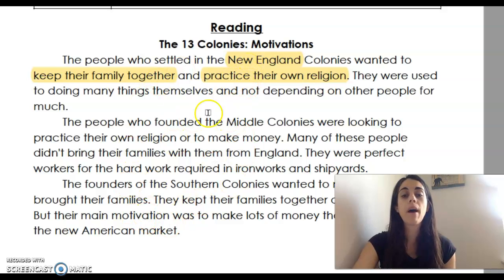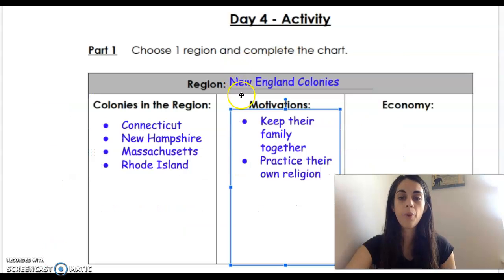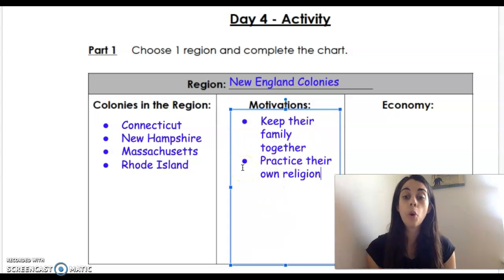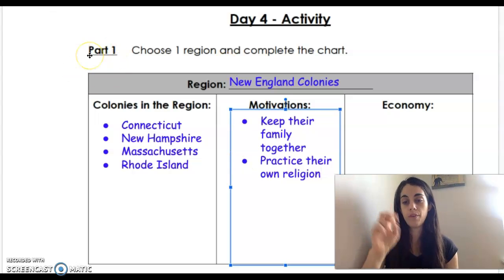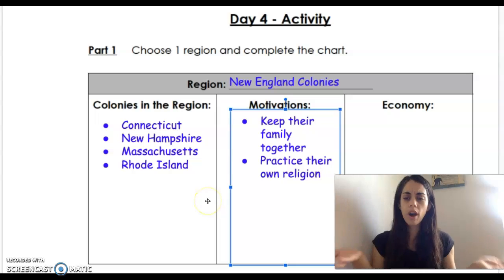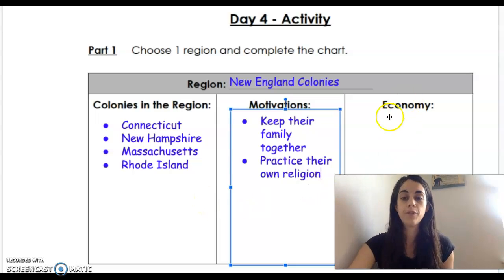Look for the paragraph about your region and find their motivations. So I added the motivations for the New England colonies to my chart. Look, I used bullets to take quick notes. These will help me when I move on to part 2 of this activity. What other information do I need for my chart? Information about the economy. Where?